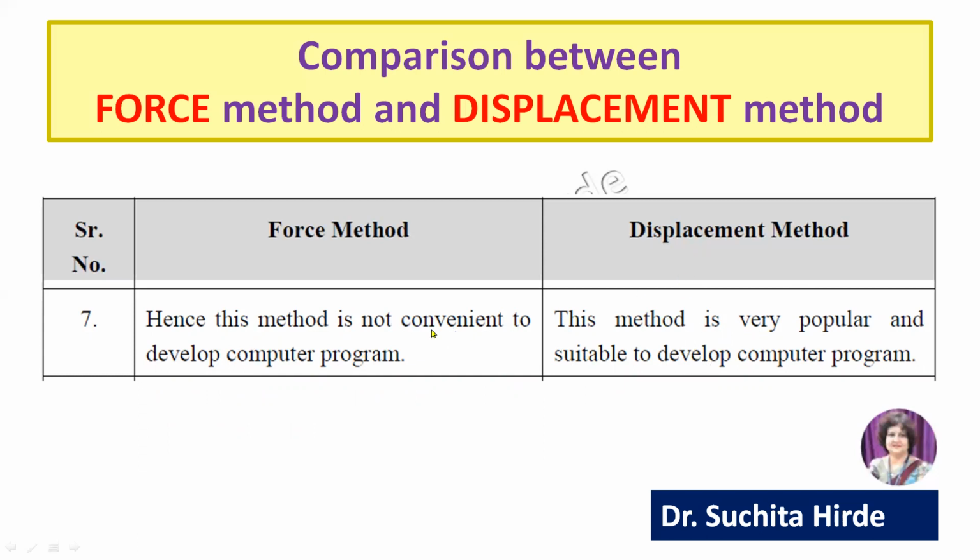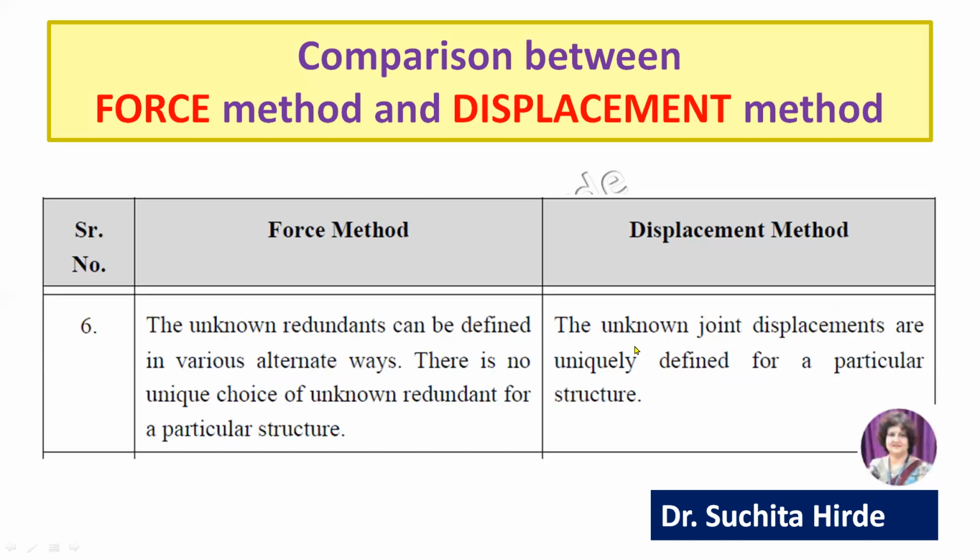Why is the force method not suitable to develop a computer program and why is the displacement method suitable? The reason is that in force method there is no unique choice of unknown redundant reaction for a particular structure, whereas in displacement method, there is a unique choice of the unknown joint displacement. So let us see what is the meaning of this.